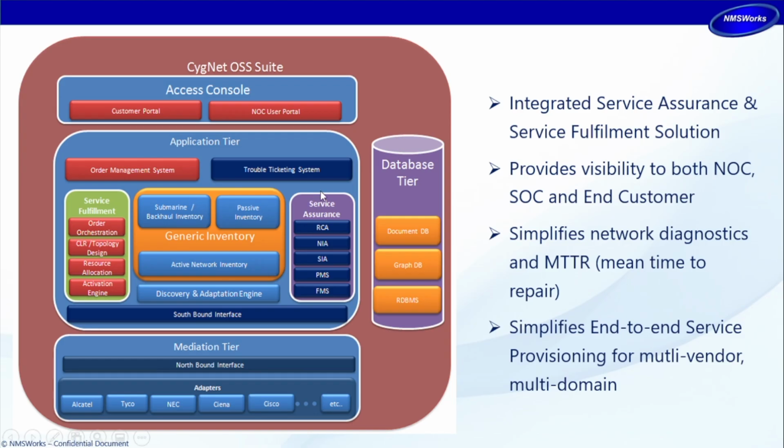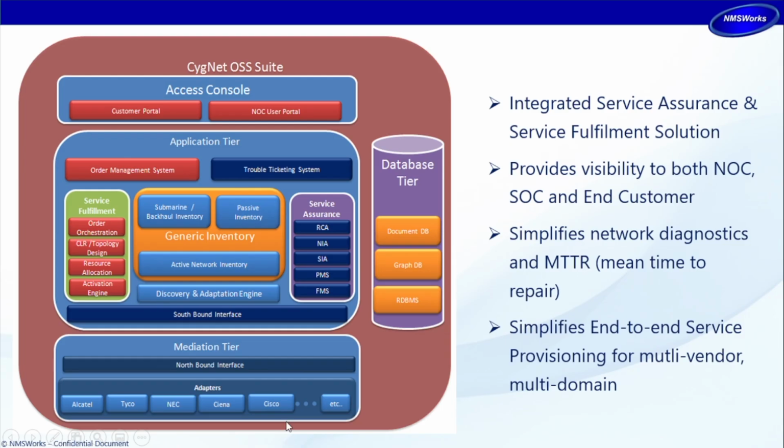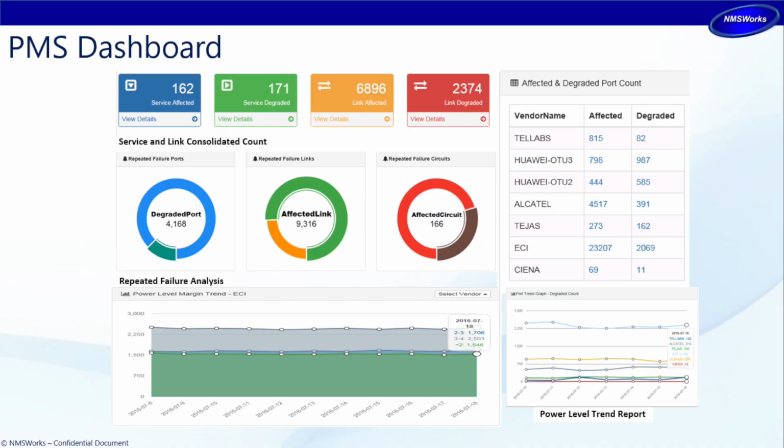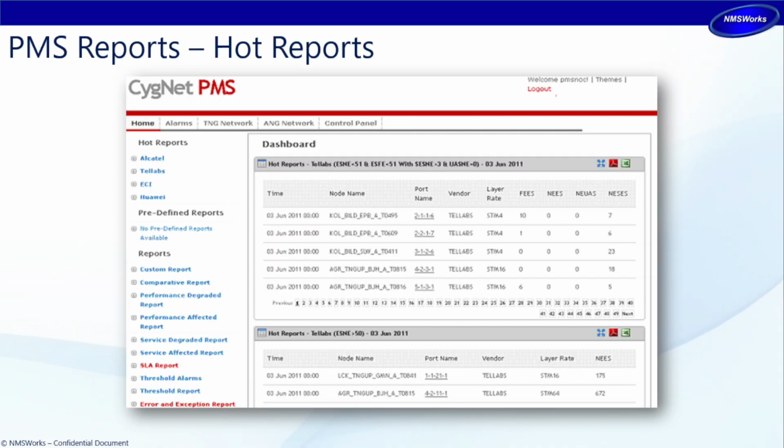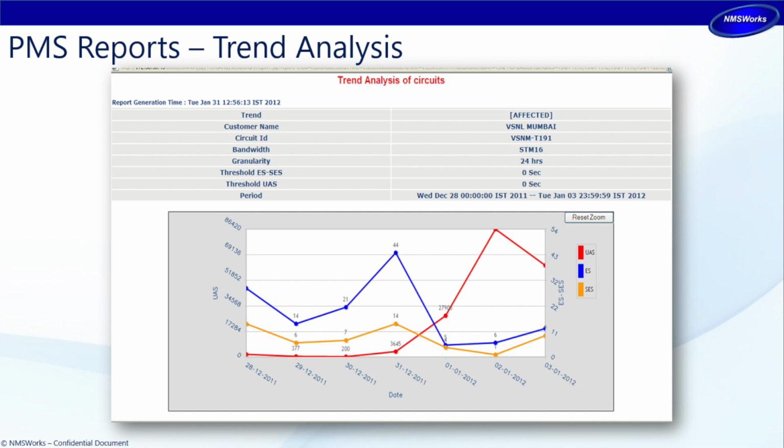The next stack, which is the service assurance stack, contains a fault management system which integrates with the mediation tier and listens to all the alarms that are coming from the network elements. So this provides the basic fault management functionality in terms of integrating all the alarms of all EMS, NMS vendors into a single platform, deduplication of the alarms, and basic alarm correlation and filtering functionalities. And then there is a performance management system which is responsible for collecting all the PM parameters and the KPIs from the network and storing them.